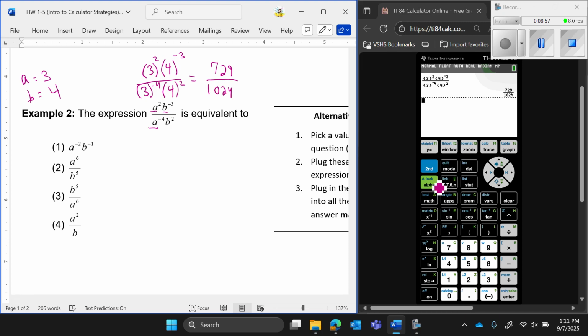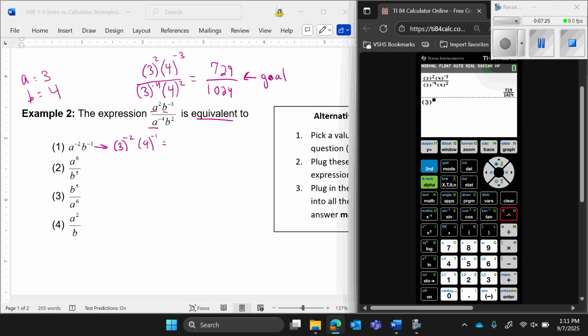1,024. Now the keyword is equivalent, right? So this is now our goal. And we are going to see which one is equivalent to that fraction. Meaning, we're going to go through all of these, and now we are going to plug in 3 and 4 into all of them. So 3, -2, 4 is B, -1. We're going to try it out.